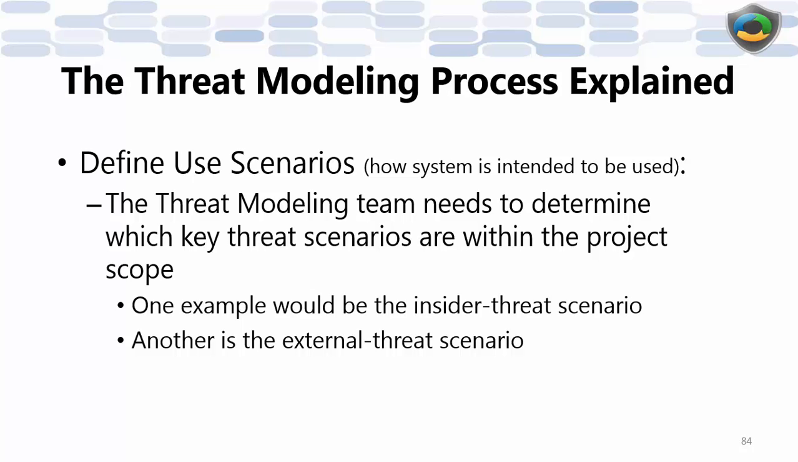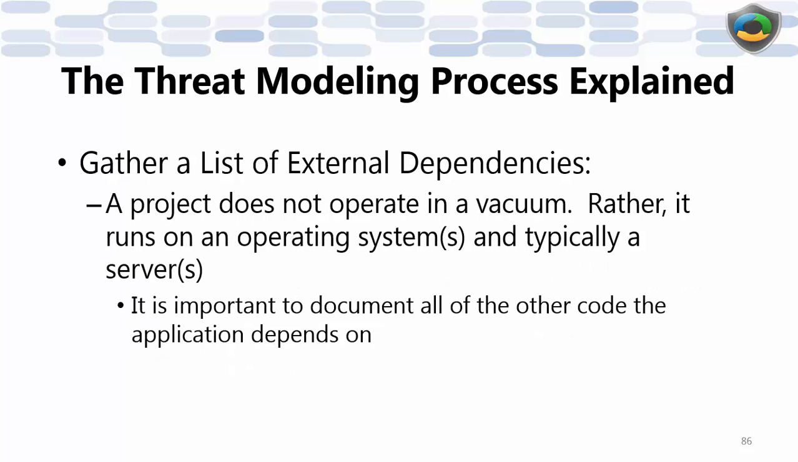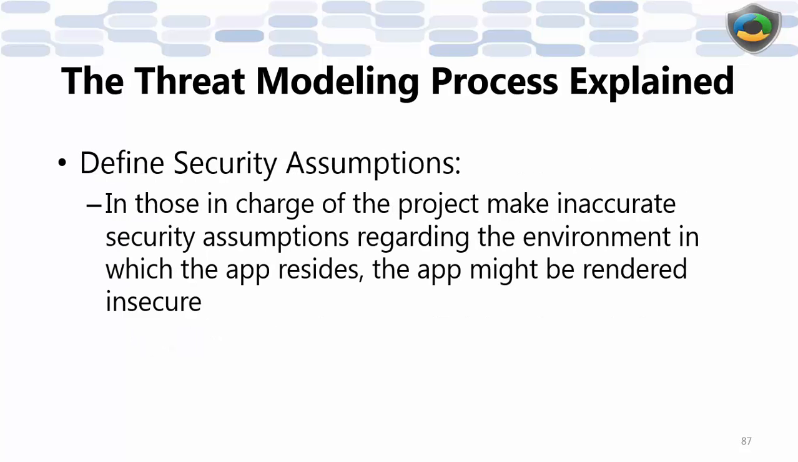The threat modeling team needs to determine which key threat scenarios are within the project scope. Then they need to gather a list of external dependencies. As it says, these can be dependencies of a certain behavior or spec compliance in an external system that, if disregarded, could turn a threat into a vulnerability. The project does not operate in a vacuum. It's important to document everything and how everything works and fits with everything else in the system.